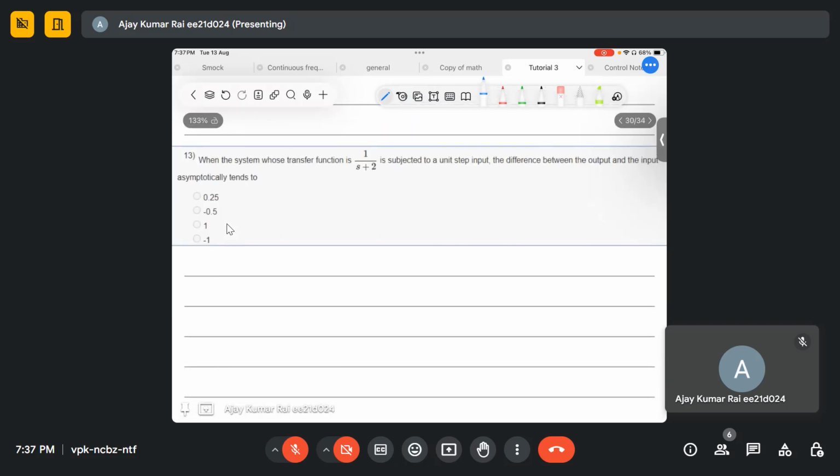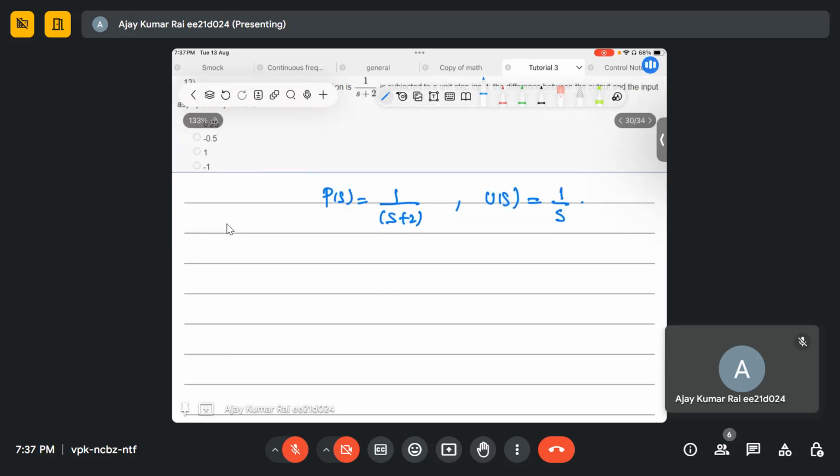So next question. We have 3 questions remaining. When a system whose transfer function is this is subjected to a unit step input, the difference between the output and the input asymptotically tends to what? So we are given the transfer function, this one, and u of s is given as step input, 1 by s. So you have to find this out.